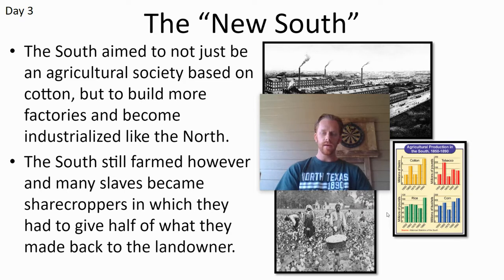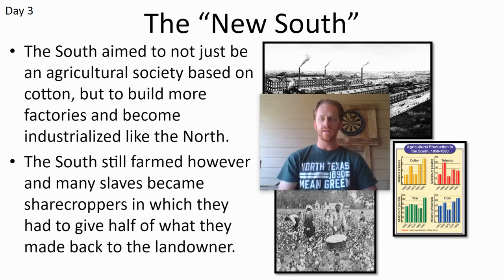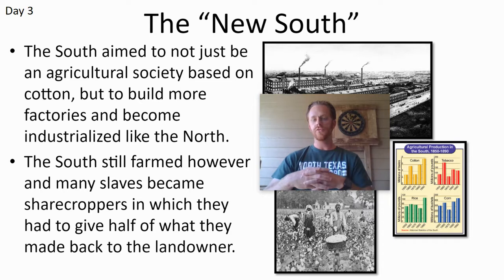Now, there are some farmers that are not going to be able to do this. They are farmers by trade. They've got thousands of acres. Their land has been owned by their family for so long. They're not going to be able to just up and build a factory and start a new way of life. So some of these Southerners started doing what they called sharecropping.